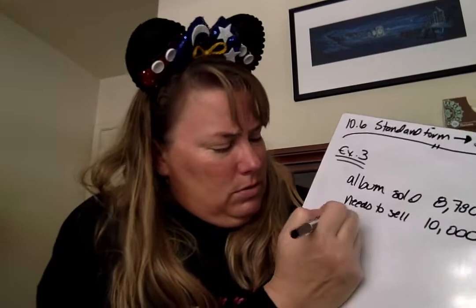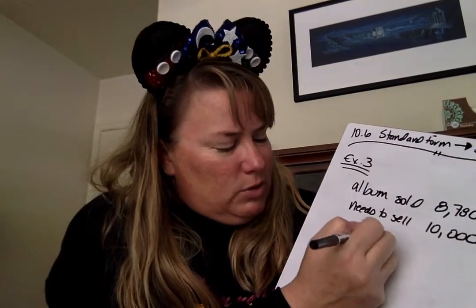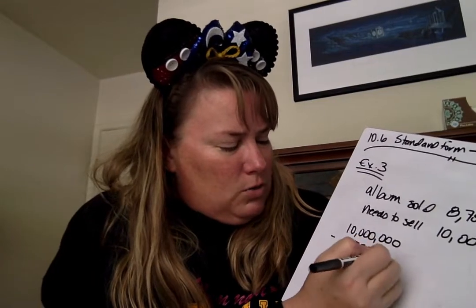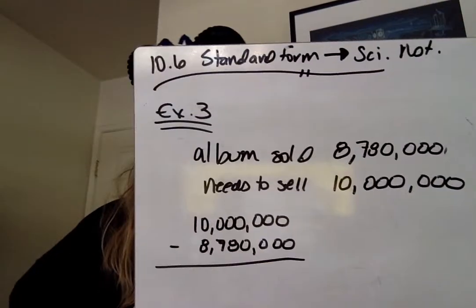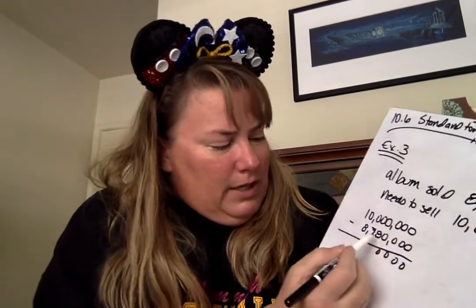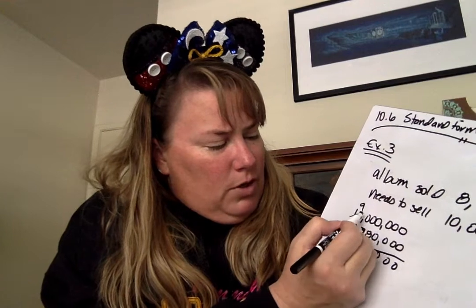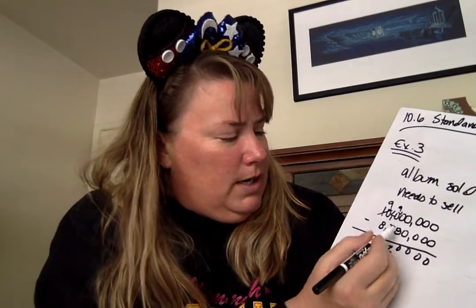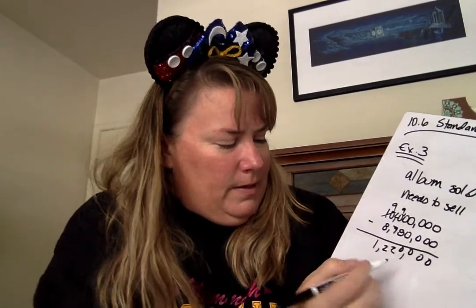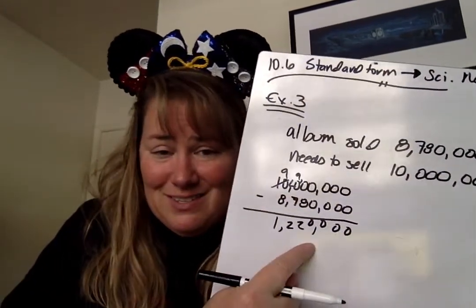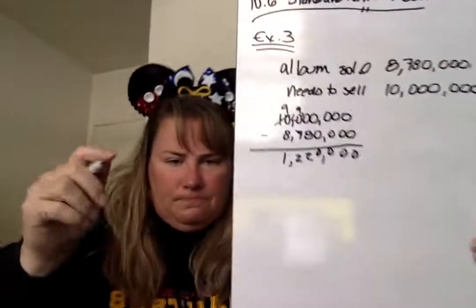So we're going to go 10 million, yes, I'm doing this longhand, minus 8,780,000, and I'm lining them all up. Okay, subtract them down. Okay, 0, 0, 0, 0. Can't take 8. I'm going all the way over. So 10 take away 8 is 2. 9 take away 7 is 2. 9 take away 8 is 1. So we have 1,220,000. Now you're going to write this answer in scientific notation.